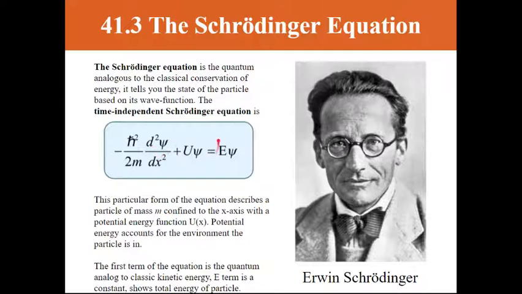And the next term here is similar to the classic potential energy, but now we have a potential energy function. So this accounts for whatever space the particle is in, how the potential energy changes. This happens in the classic world too, right? If you go up and down a hill, your potential energy due to gravity changes, and again, times the wave function. So this term accounts for the potential energy of the environment, and this term, the wave function, accounts for the state of the particle. And then this must equal the total energy of the particle, and then the wave function here as well.